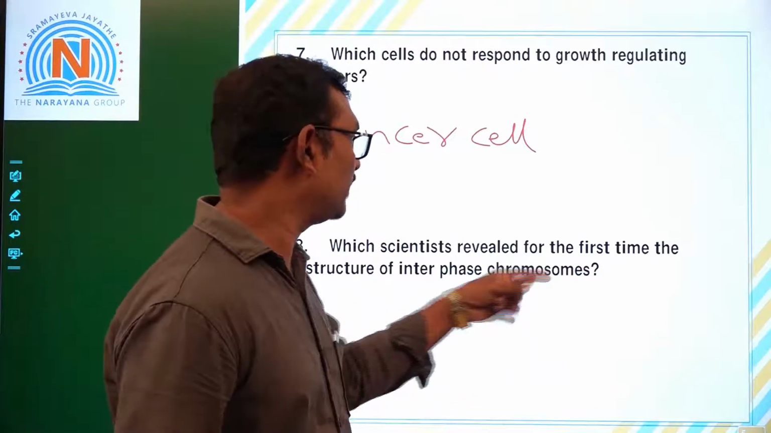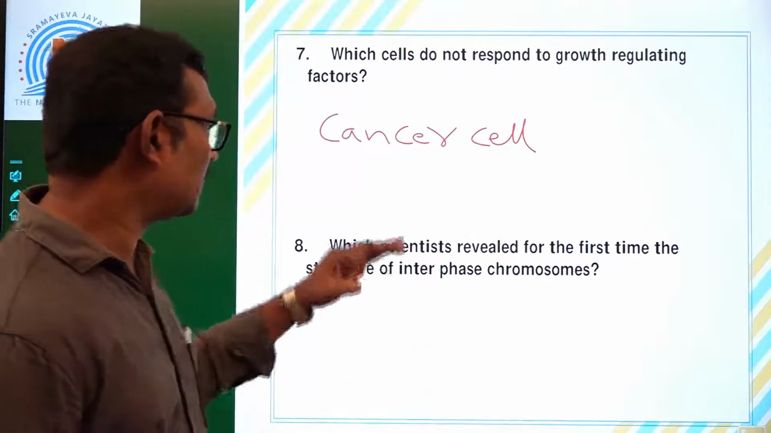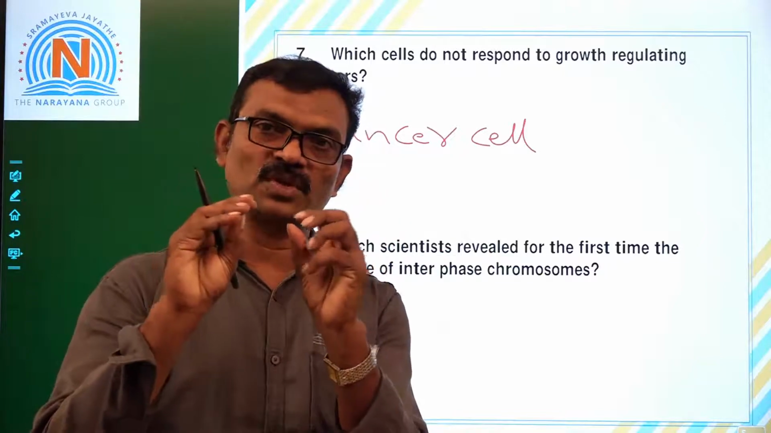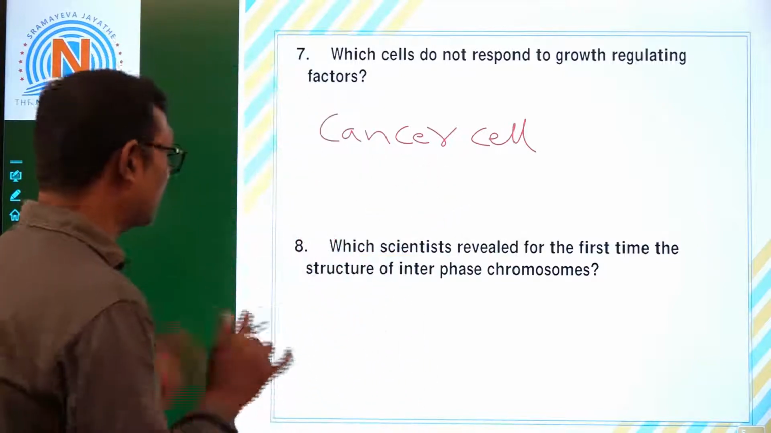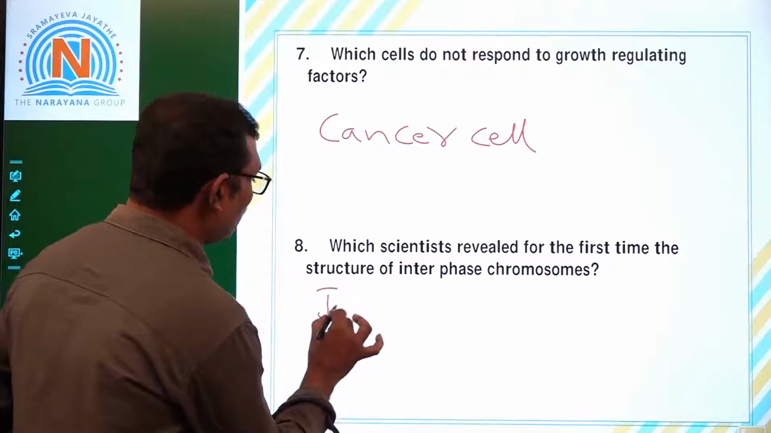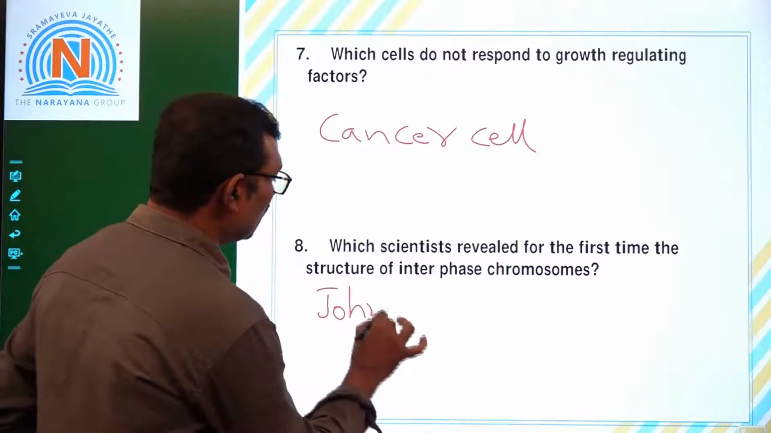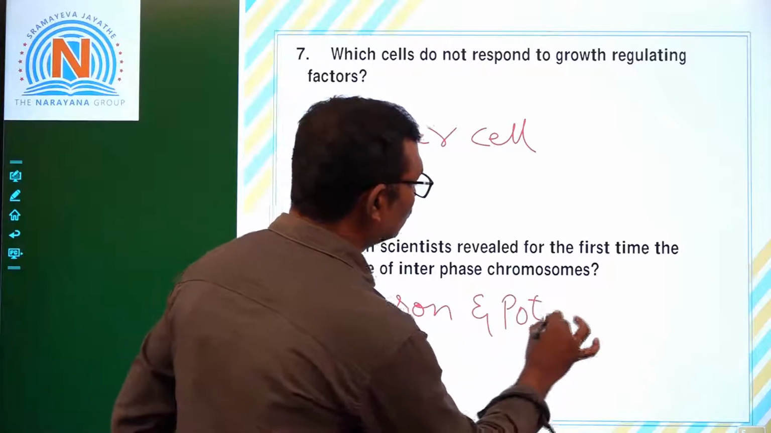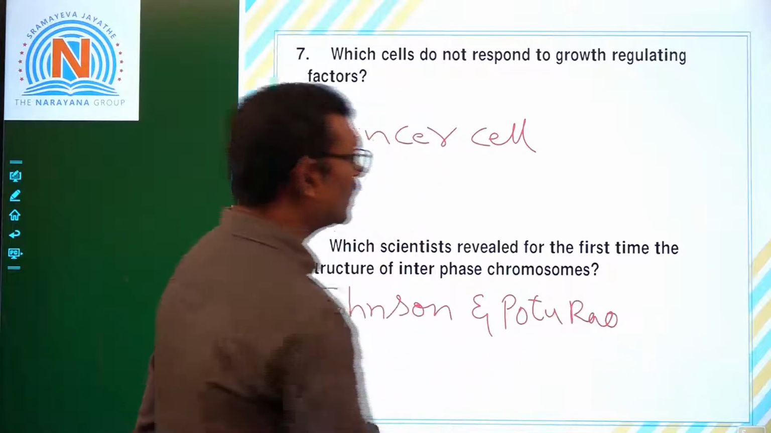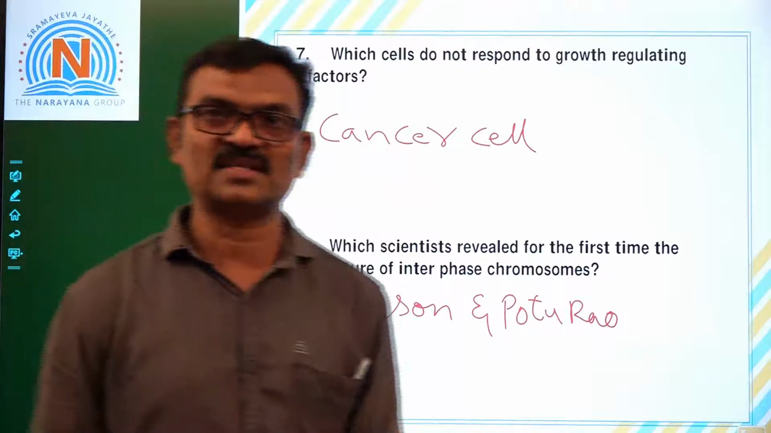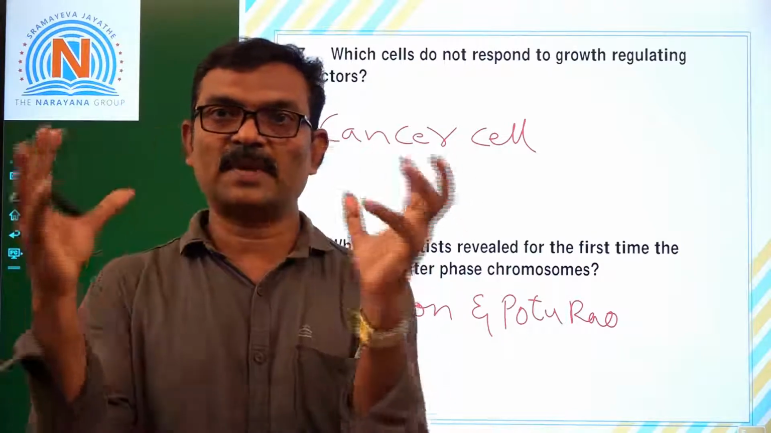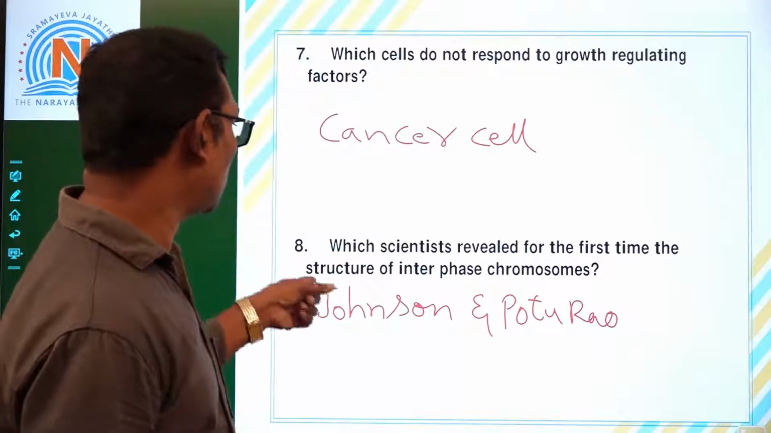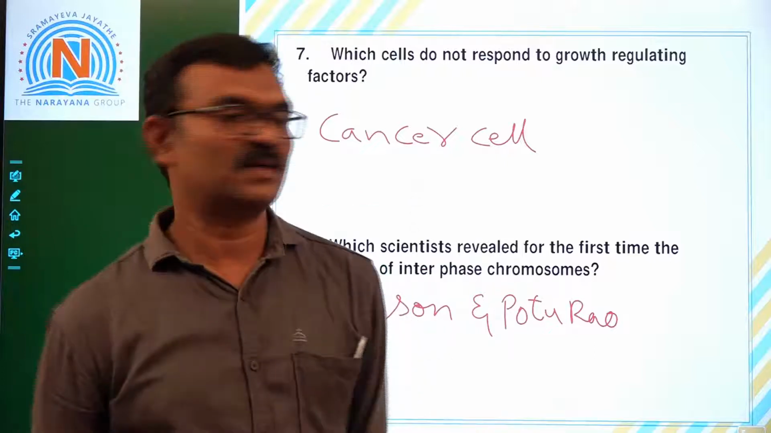Which scientist revealed for the first time the structure of the interphase chromosomes? Who revealed the structure? Johnson and Rao. They conducted experiments on cells, cell fusion. They combined two cells. During the cell fusion, they understood the structure of chromosomes during interphase.